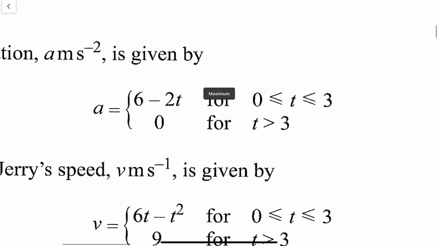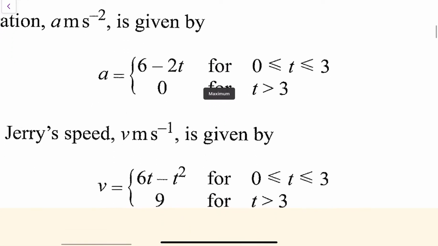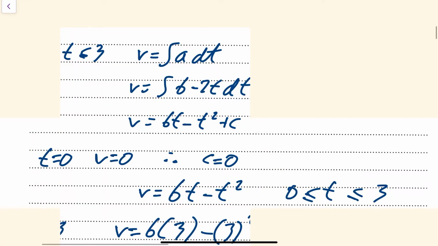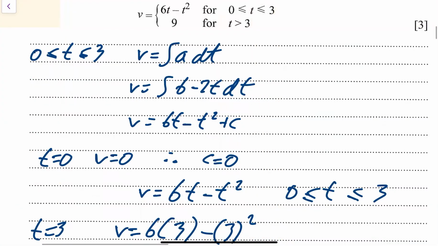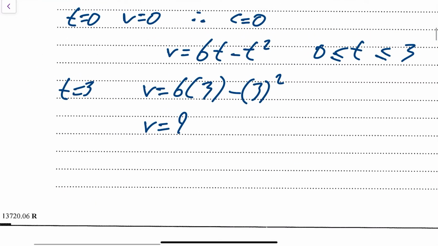So what happens is it starts accelerating. Once it gets up to that speed of 9, it stops accelerating. So that means the speed will just keep going. So we'll just say at t is equal to 3, Jerry stops accelerating.